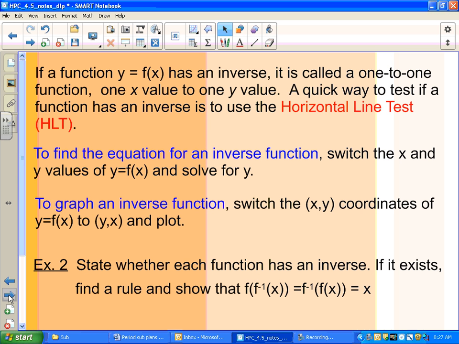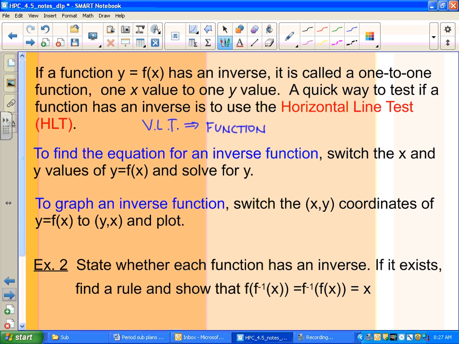Some FYI here. So if a function y equal f of x has an inverse, that function will be called a one-to-one function. One value of x to one value of y. And a very quick way of testing whether the original function has an inverse is to use our horizontal line test. We are already familiar with vertical line tests, VLTs, which test for whether or not something is a function, meaning does it have that one-to-one relationship.